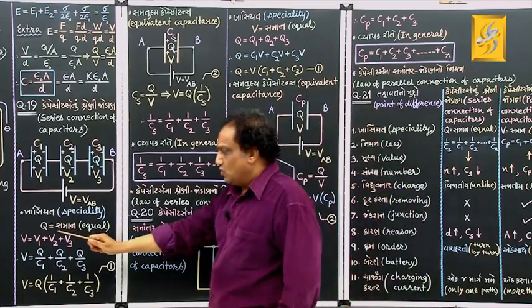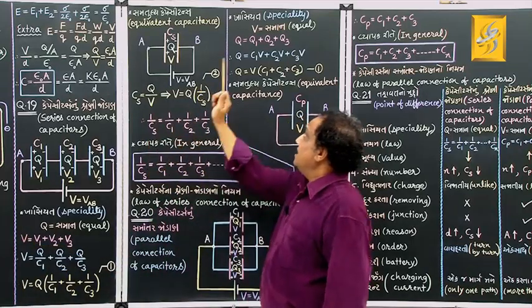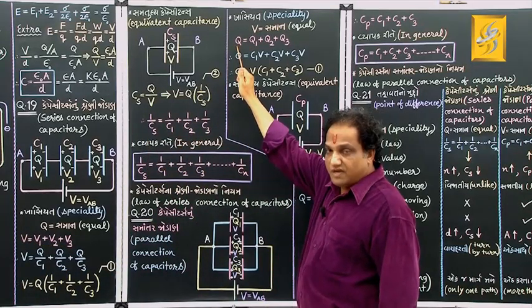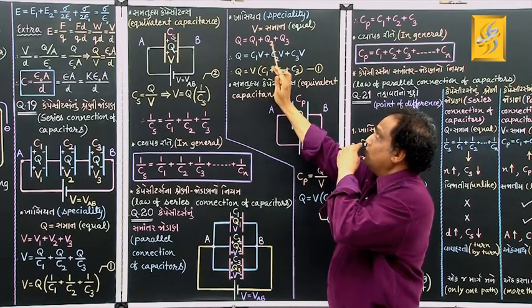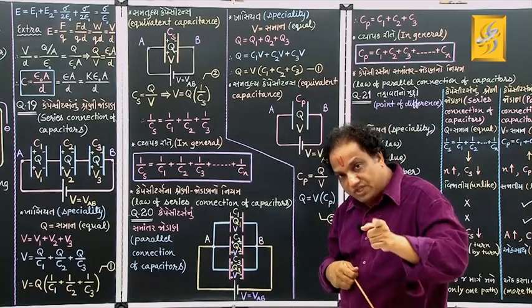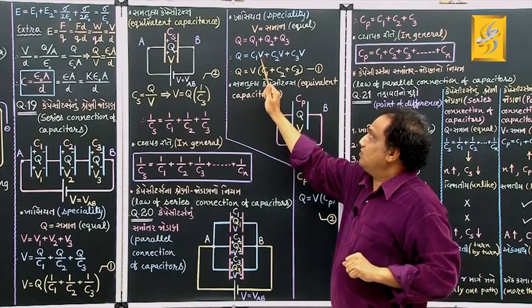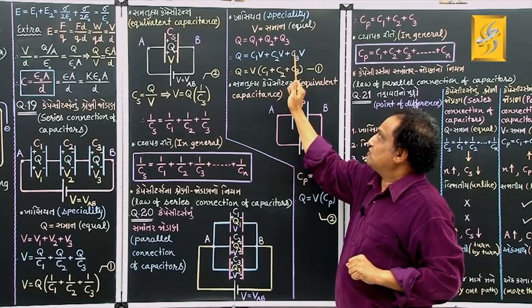Here you were finding total potential difference, and here you are finding total charge. Okay, fine. Q1 plus Q2 plus Q3. C equals Q upon V. Then what is Q? C into V. Q equals C into V.